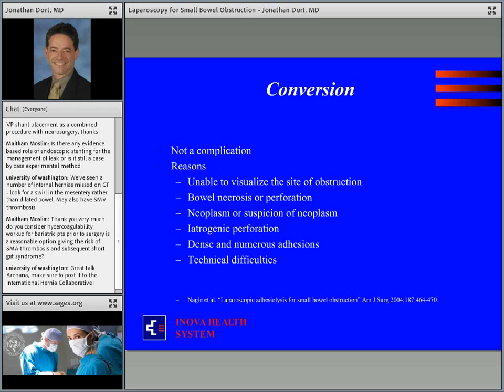Iatrogenic perforation, if it's right in front of you and you feel comfortable repairing it laparoscopically, that's fine. Dense and numerous adhesions, again, in a lot of studies is referenced as the number one cause of the necessity for conversion. And then technical difficulties. If you're spending 10 minutes waiting for a camera to work or waiting for an insufflator to work right, anything that is clearly going to make it a less safe operation, you have to be willing to make that conversion.